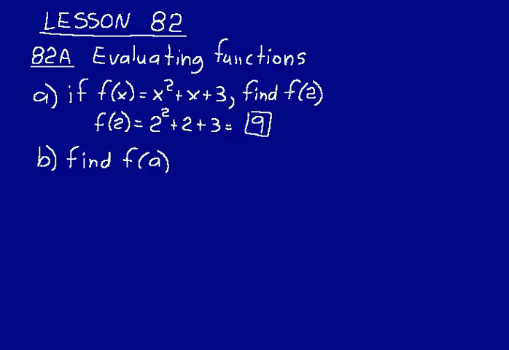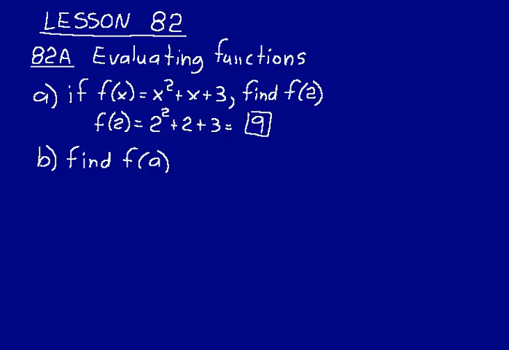Now let's use the same function and let's find out what f of a is. Now try not to get confused on this. All you do is substitute a in everywhere there's an x, just like you just substituted 2 in everywhere there was an x to find f of 2. This time you won't get a one number answer. It'll be a list of variables. It'll look like the original expression.